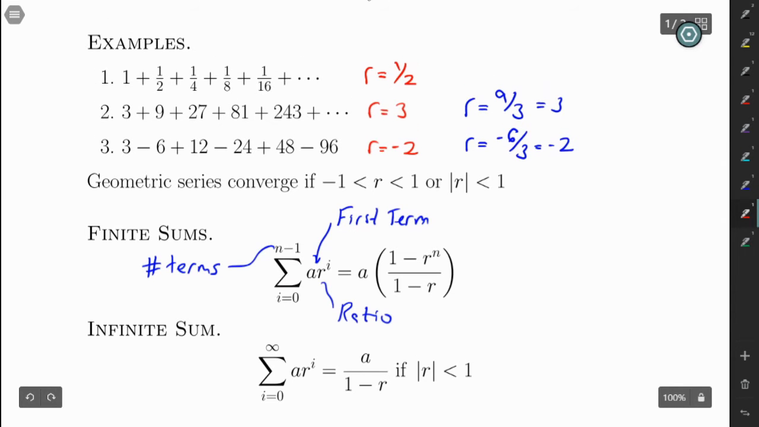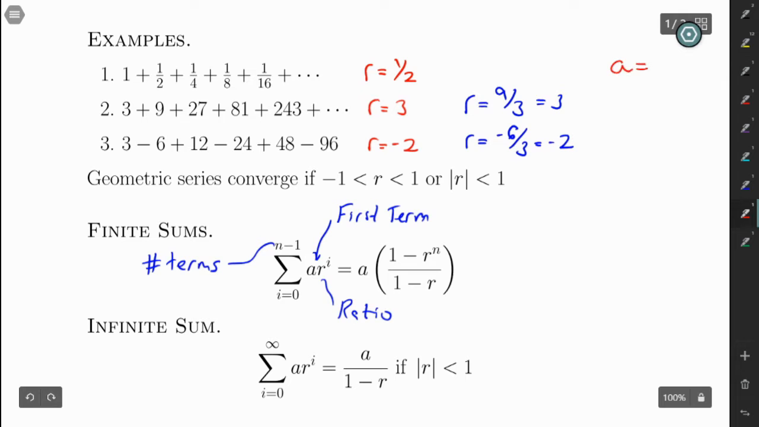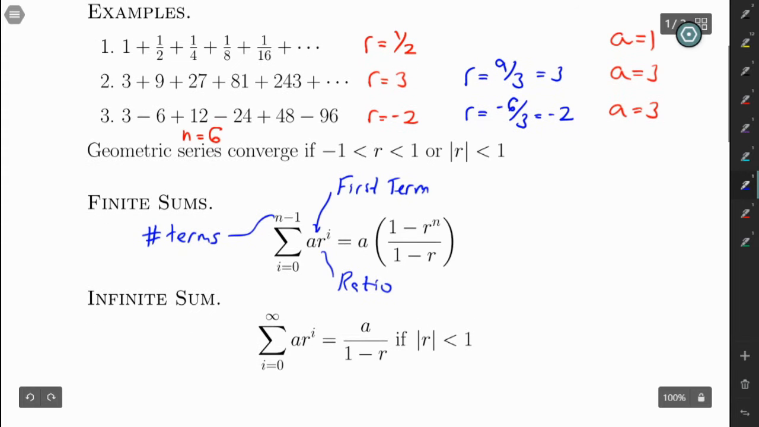So in the first example, a is 1. In the next example, a is 3, and a is also 3 in the last example, because those are just the first terms. The only series that's finite here is the last one, and here we have 6 terms, so n is 6. Then we have the formula for the sum of an infinite series, and of course it only makes sense if the ratio in absolute terms is less than 1.